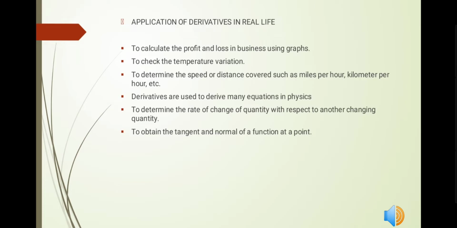The following are: to calculate the profit and loss in business using graphs, to check the temperature variation, to determine the speed or distance covered such as miles per hour, kilometers per hour, etc. Derivatives are used to derive many equations in physics also. And derivatives are used to determine the rate of change of a quantity with respect to another changing quantity, and to obtain the tangent and normal of a function at a point.